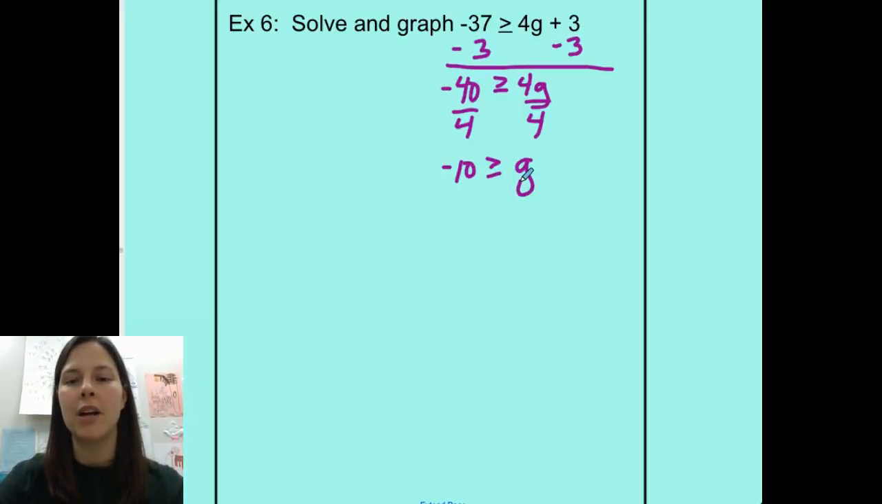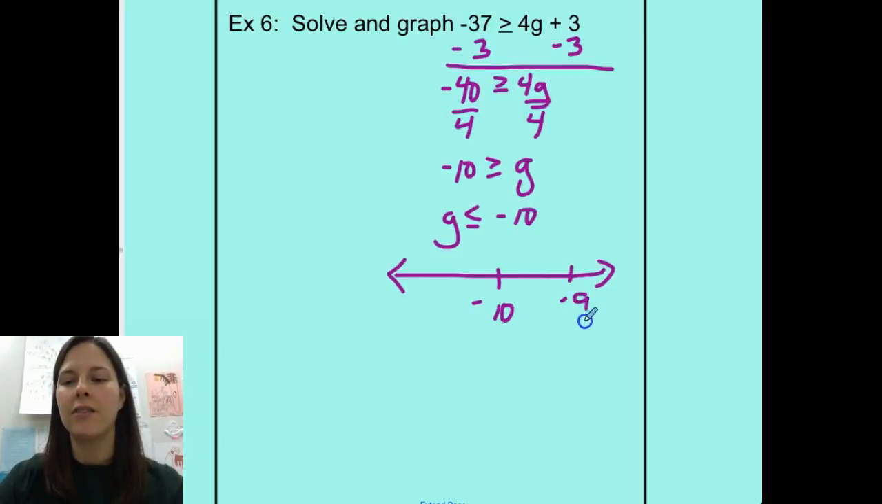Again, we've got that variable on the right side, so we're going to flip the entire inequality to make our graphing easier. -10 goes in the center, -9 is larger than -10, and -11 is smaller than -10. We have or equal to, so we'll shade in our circle, and g is less than, so we shade to the left.